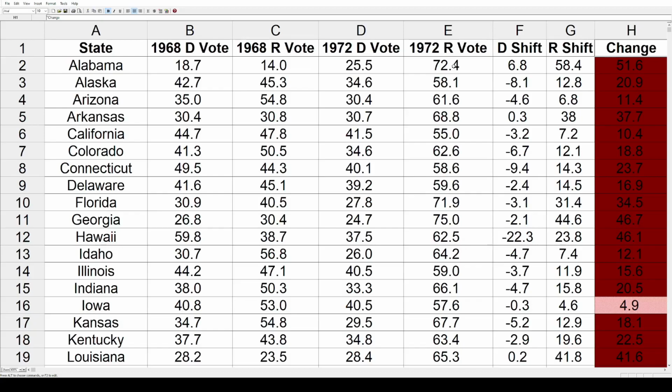And I also have shading in this column. The darkest colors are going to be over 10-point shifts. The lightest colors are going to be under 5-point shifts. And minimal spoiler here, these are almost all shifts toward Nixon and the Republicans. So having said all that, let's go through these states.